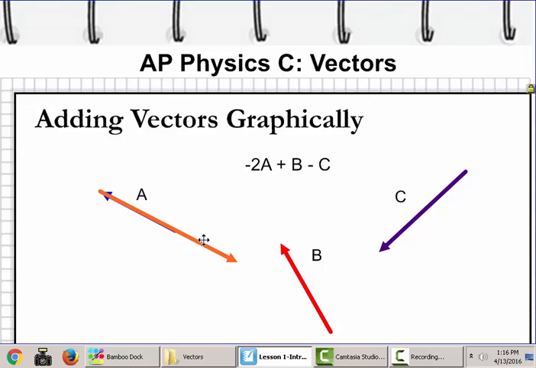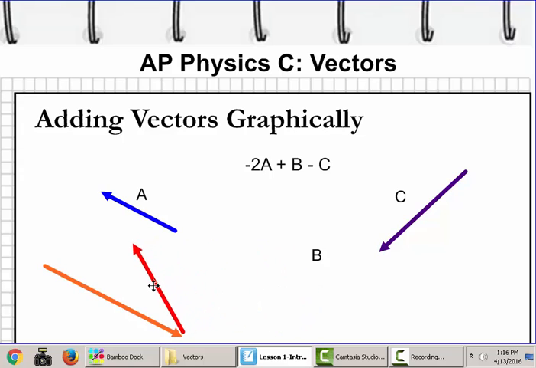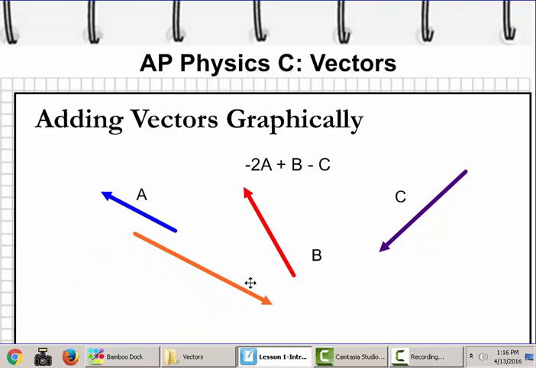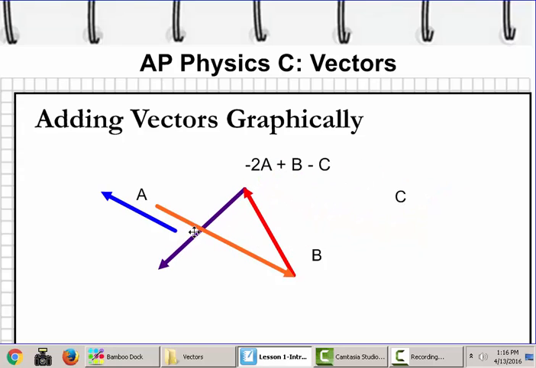Then to add these, I would just grab this one here, which represents the negative 2A, and add it to the B. I'm going to move this around because I can tell I'm going to go down below. So this is negative 2A plus B. And then the C would come back over here just like this. And again, the resultant would come back from where I started, which is going to be right here, to right here. That would be the resultant vector right there.